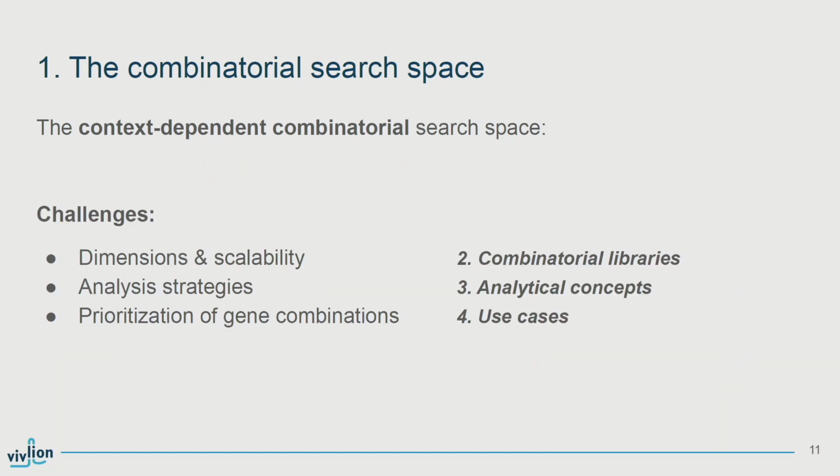And obviously there are challenges associated with this. And one of which, the biggest one, is the sheer dimension and scalability, but I think we can manage this by sort of like what type of libraries, how do we design them? The analytical strategies, so what concepts are there? This is something I want to share with you. And then how you can prioritize gene combinations for actually identifying meaningful biology. So let's start with the first one.